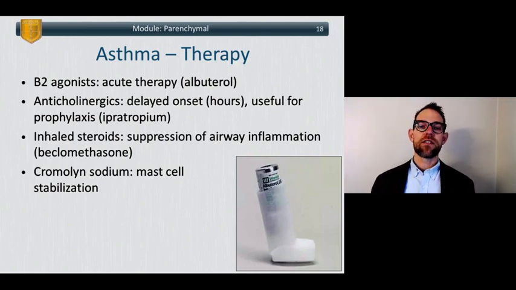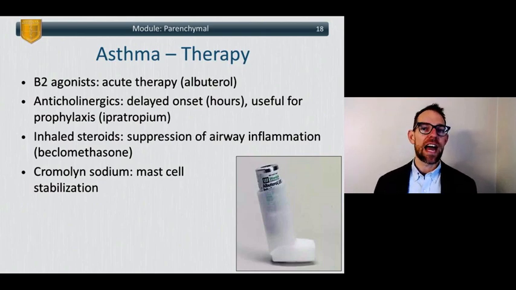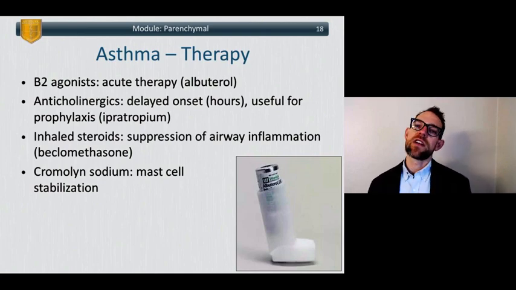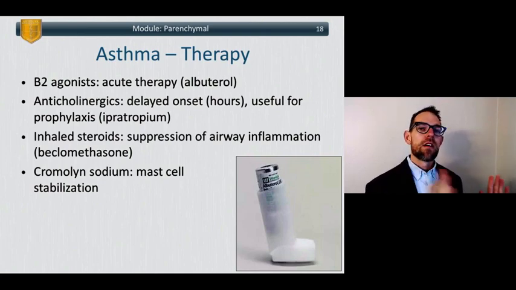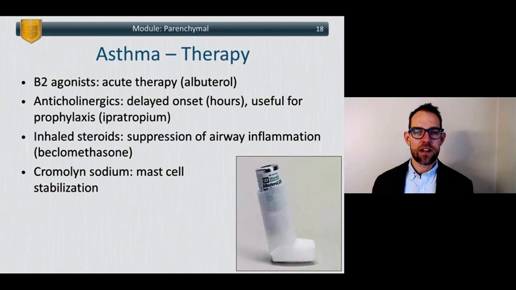Then in the intermediate phase, you've got your anticholinergics, so ipratropium. Those have a delayed onset, usually over hours, and they are useful for prophylaxis, not for an acute asthma episode. Inhaled steroids, again, are chronic maintenance, so chronic decrease and suppression of airway inflammation, like inhaled beclomethasone; it is not first-line therapy for an acute asthma episode. And then finally, cromolyn sodium, which results in mast cell stabilization. Again, long-term maintenance therapy, not used for the acute episode.